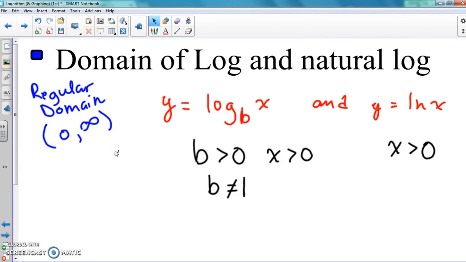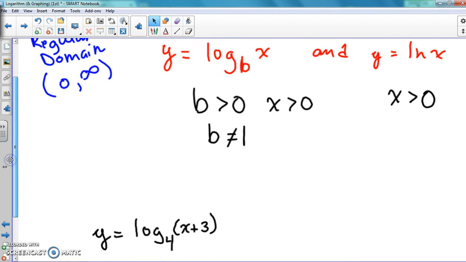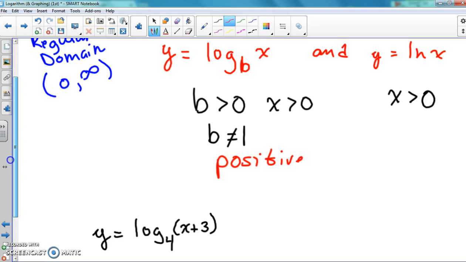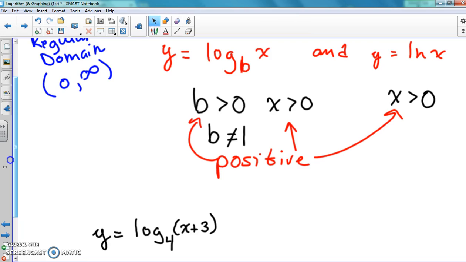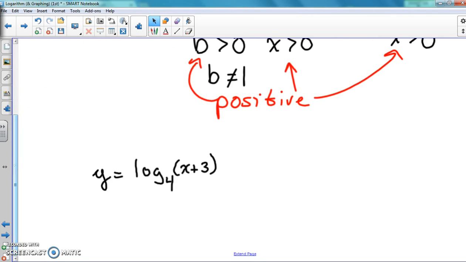Now, because b has to be greater than 0 and x has to be greater than 0, that makes it so much easier to understand. As a refresher, b and x are both positive numbers. They're always going to be positive every single time. So whenever we find the domain for this function, all we're going to do is deal with where x is greater than 0, or this whole function is greater than 0.